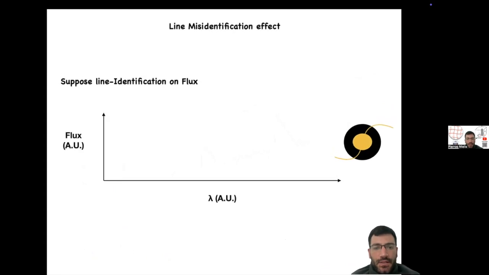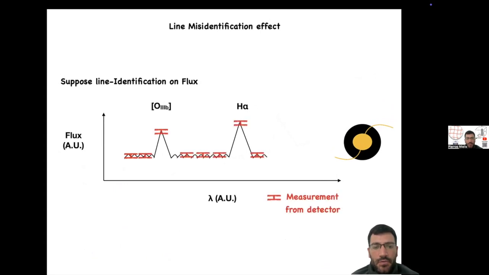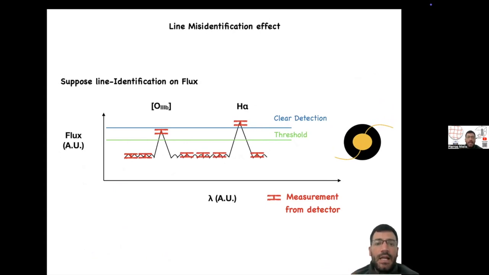Now, how does this work in our instruments? Let's say that this galaxy is emitting this kind of line, and we have two particular lines: the oxygen III and the hydrogen alpha lines. When we make a measurement of this flux, we have a graph that looks like this. If we define a threshold like this one, we can clearly identify the different heights of these lines, and we can identify clearly the hydrogen alpha and the oxygen III line.